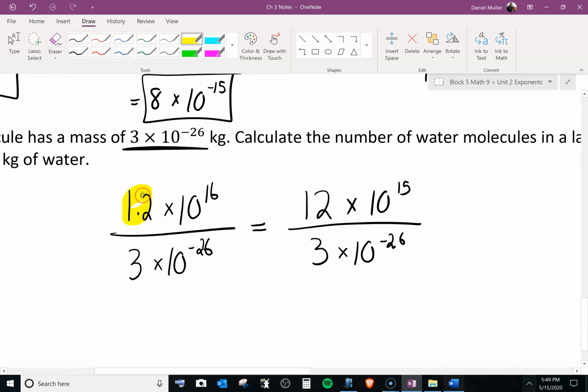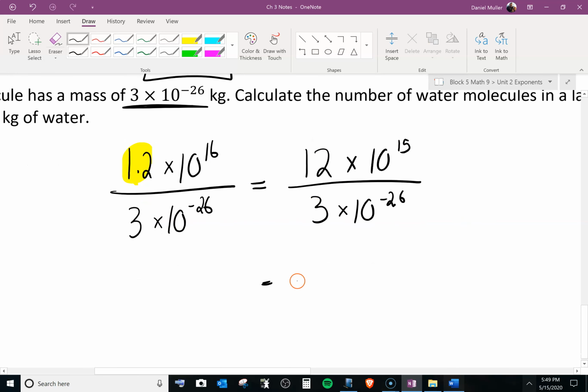I looked at this and looked at this. I moved it one bigger, so up by 1. Therefore, I need to lower this side by 1 exponent, and I made that a 15. It was 16. Now I made it a 15. So now I can actually do the question. 12 divided by 3 is 4.